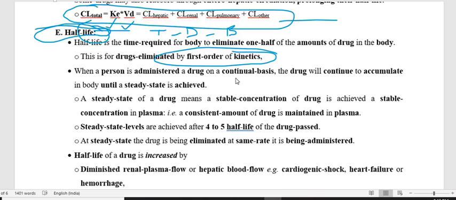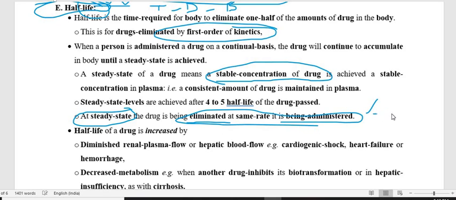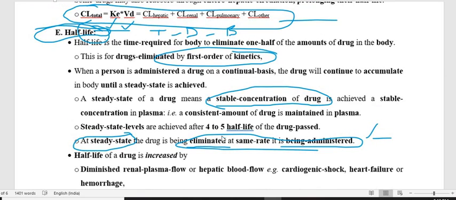When you are administering the drug repeatedly in a patient, a time will come when the drug concentration reaches a state we call the steady state concentration. So what is a steady state concentration? It is the state of the drug in which the rate of elimination and the rate of administration become equal. Excretion is the same and administration is the same. Then this is called the steady state of that drug.